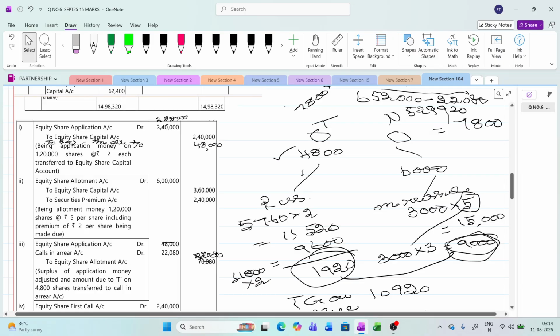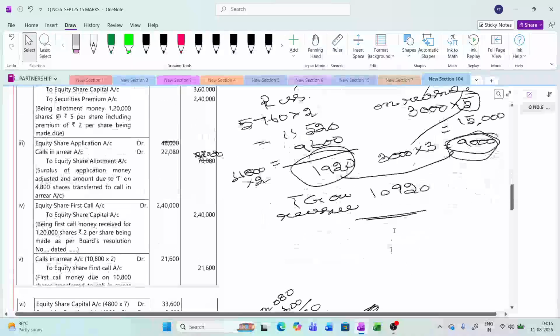Now coming back to this fellow, 4,800 shares, and he paid 11,520 for 5,760 shares because he applied for more but was allotted 4,800. Okay, so now for 4,800 shares we were using 2 rupees. This was utilized 9,600. So left out is 1,920. This is a gain. So totaling, 10,920 is your total gain on reissue of these shares. This will be transferred to capital reserve account.